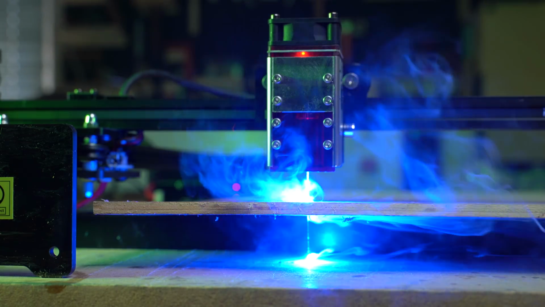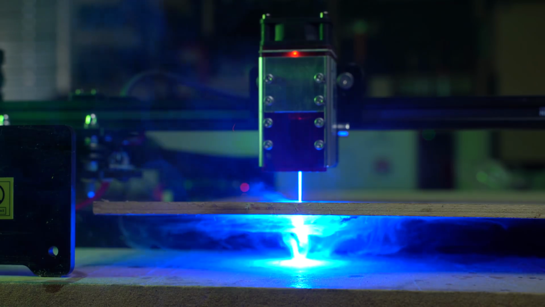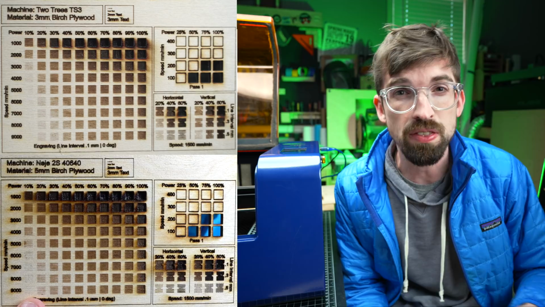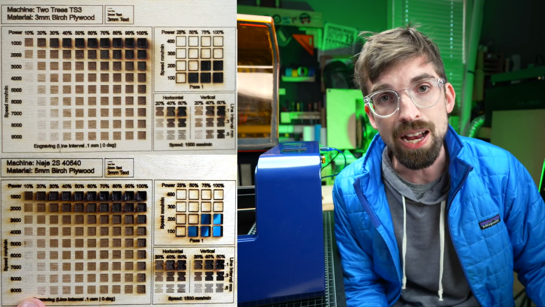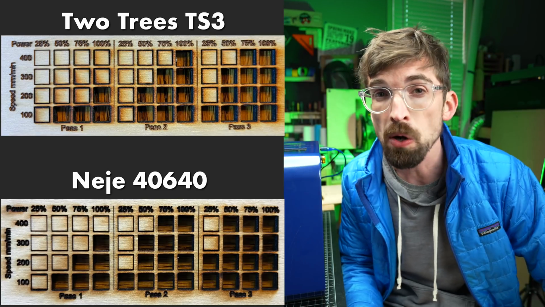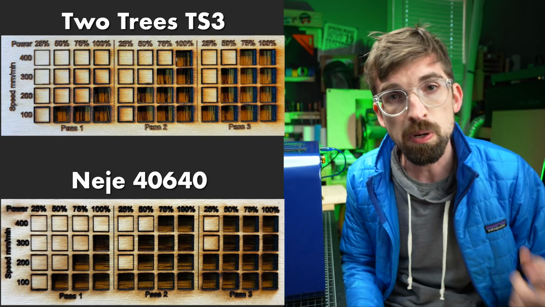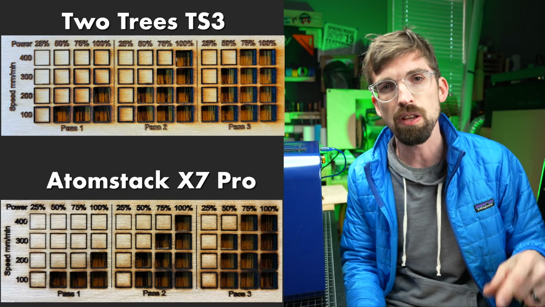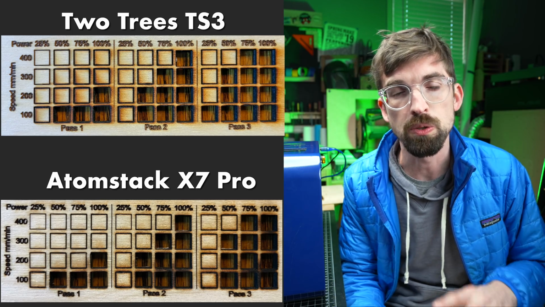Now I'll compare this directly to the Niji 2S4640, which right now is the highest performing diode laser that I've been able to test. On the engraving test, it pairs pretty close. On the Niji unit, you are getting some markings at the 10% power and higher up on the speed. And then in general on the cutting, with the Niji you are getting cutouts at higher speed and lower power than this unit. But if you compare this with the Atomstack X7 Pro, they line up almost identical with a slight edge going to the Two Trees.